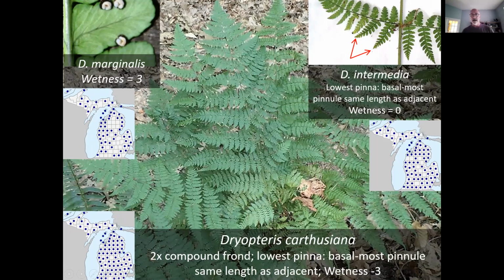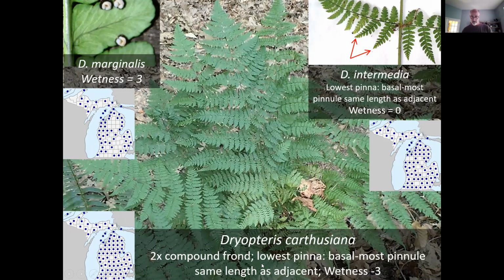In intermedia, the length of this pinnule is going to be very close, if not identical, to the length of the adjacent pinnule. You can see this on the right-hand side too. Here's the basalmost pinnule, and the pinnule adjacent to it is actually a bit longer. But in carthusiana, this basalmost pinnule would be substantially longer relative to the adjacent pinnule. This pinnule would be longer, it would stick out farther. And that's what I'm trying to say.